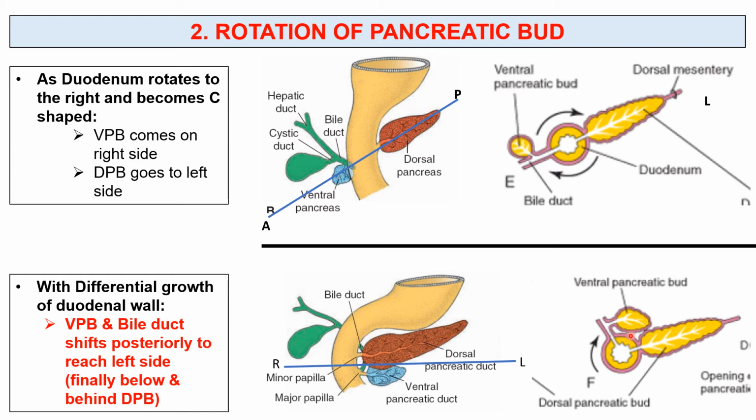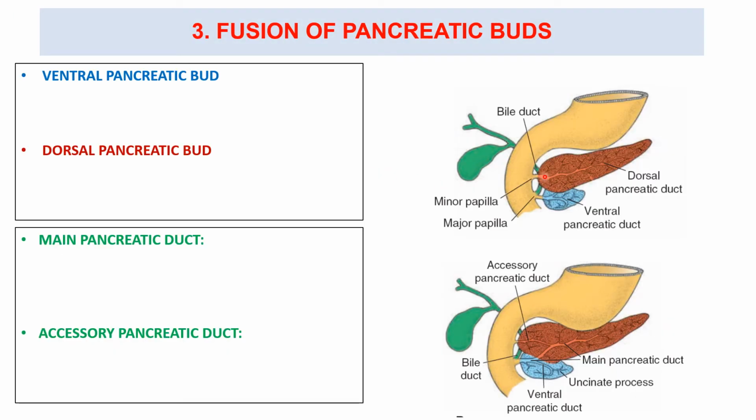In the cut section picture also we can see the movement of the ventral pancreatic bud from the right aspect of the duodenum to the left aspect, crossing the duodenum from behind and then coming in relation to the dorsal pancreatic bud in its posterior aspect. So the last process of development is the fusion of both the pancreatic buds. Finally the dorsal pancreatic bud, which is on the left side, and the ventral pancreatic bud, which has come just below and behind the dorsal pancreatic bud, both the buds are going to fuse with each other.